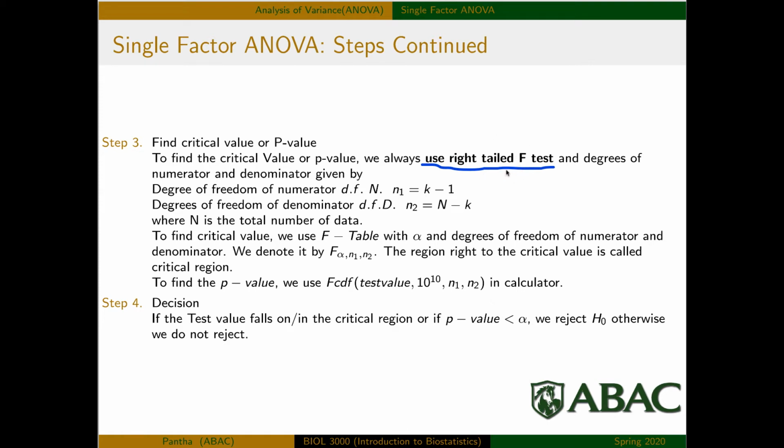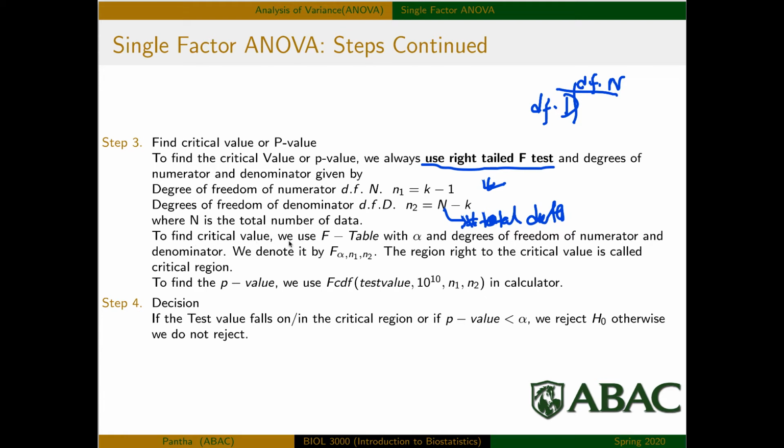We use that F table, and the degrees of freedom are given by, because the F table will have degrees of freedom on the left and then on the right: degrees of freedom of numerator and degrees of freedom of denominator. So how do I find the degrees of freedom of numerator? It is k minus 1, number of groups minus 1, and degrees of freedom of denominator is n minus k. What is n though? N is the total number of data, minus the number of groups. That's how we find the degrees of freedom of the denominator, where n is the total number of data.